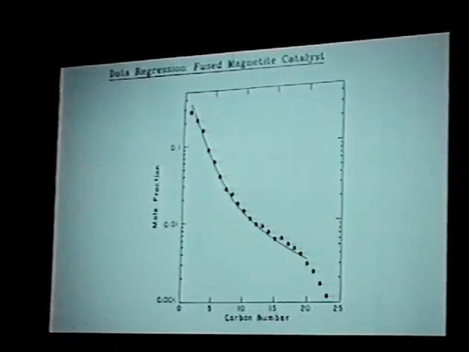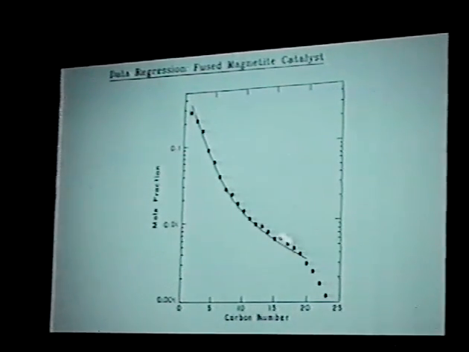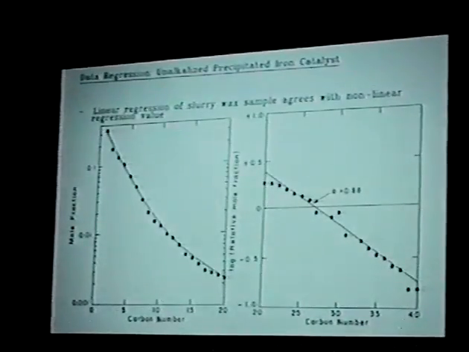Okay. This is an example of the data regression, and I want to walk you through from the low carbon numbers to the high carbon numbers. We're regressing on this curve actually only to about C15. And the reason for that is this tail off is what I just talked about with the heavy products staying in the reactor. This gives us an artificially low concentration of heavy products at high carbon numbers. We can check and see that this is really the case by doing this kind of analysis.